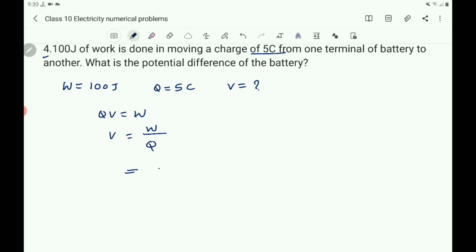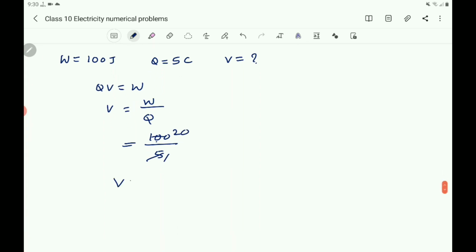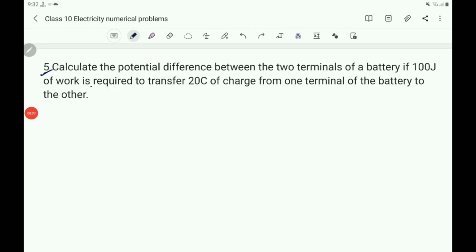That equals, W is 100 and Q is 5. 5 ones are 5, 5 twos are 10, so 5 twenties are 100. So V equals 20 volts. V equals 20 volts. Now the fifth question.